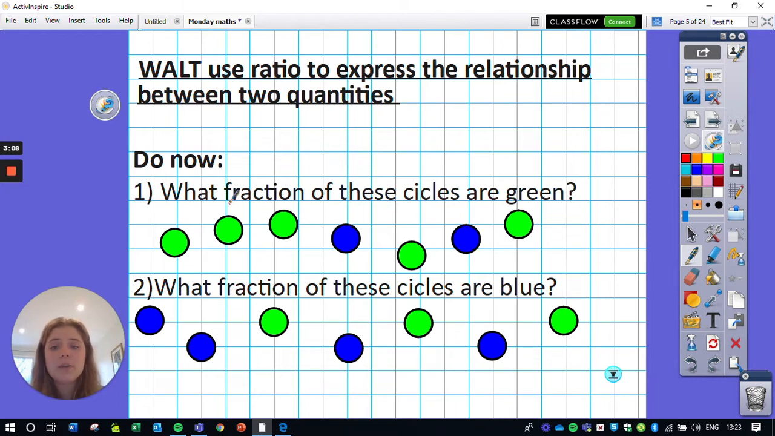So question 1 says, what fraction of these circles are green? Think about what your numerator and denominator would be, and what fraction of the circles are blue for the bottom question. Please can you pause the video now and have a go at writing the date, the WALT and answering both do now questions.